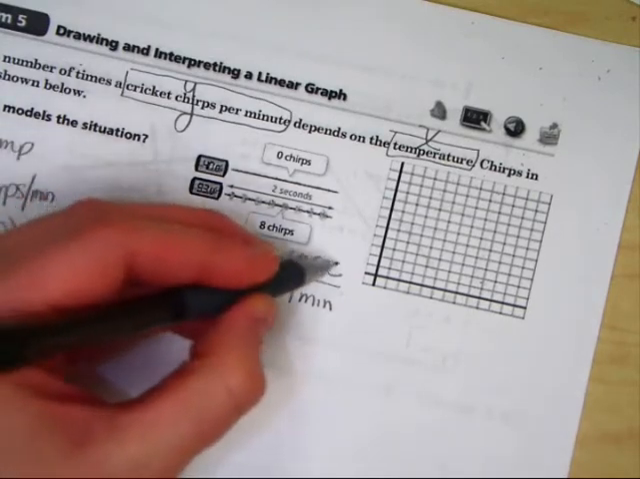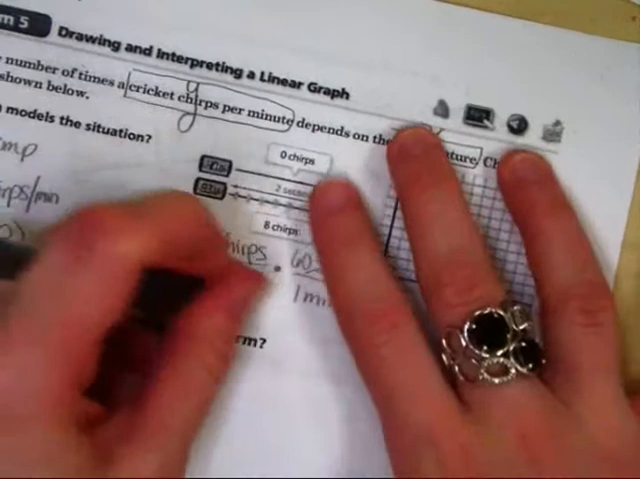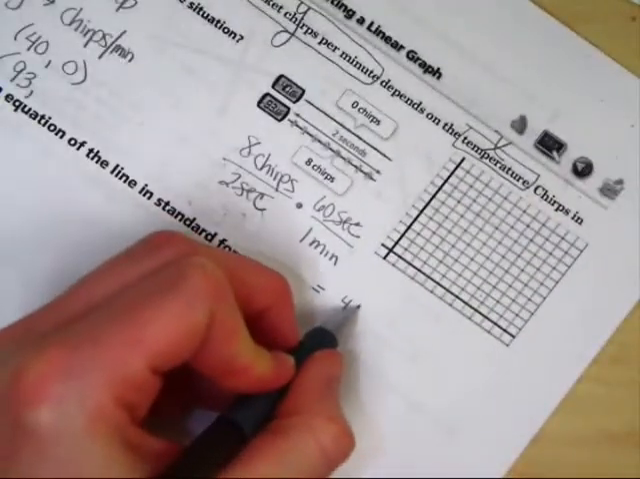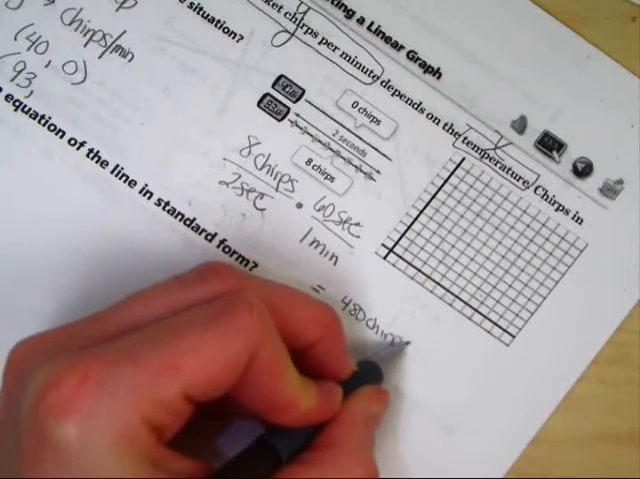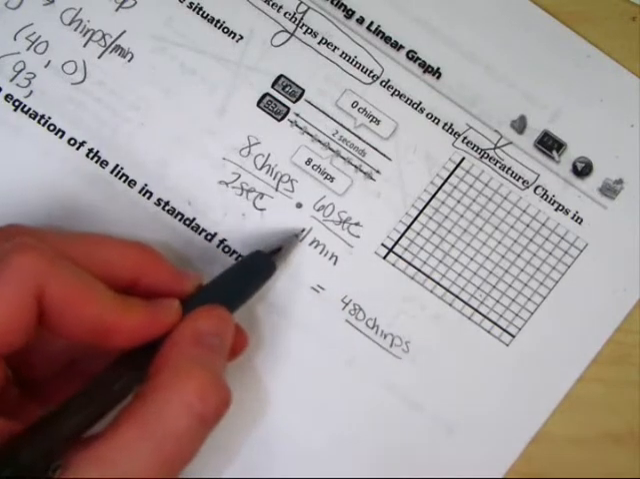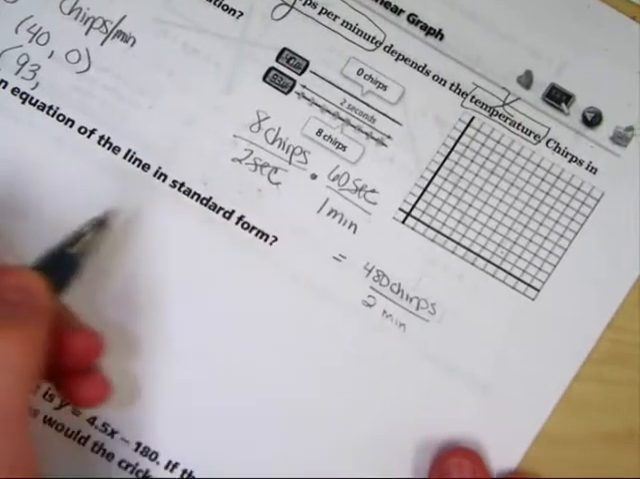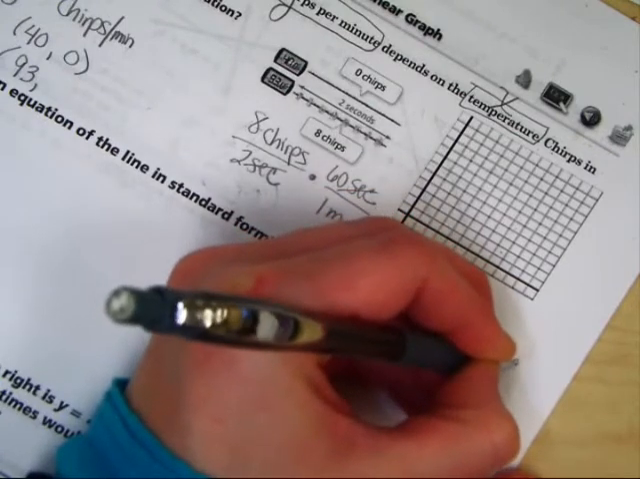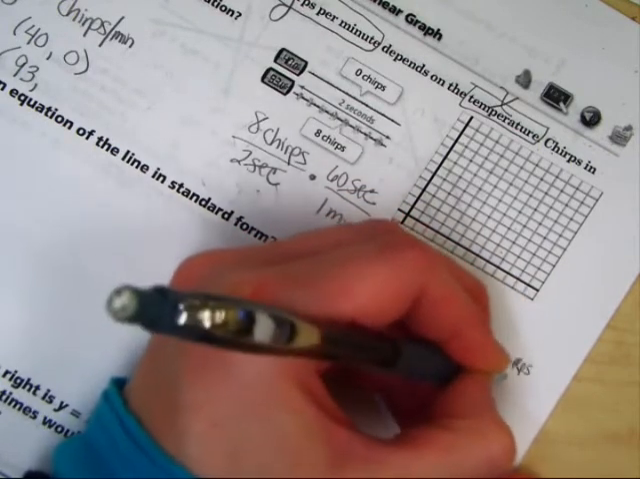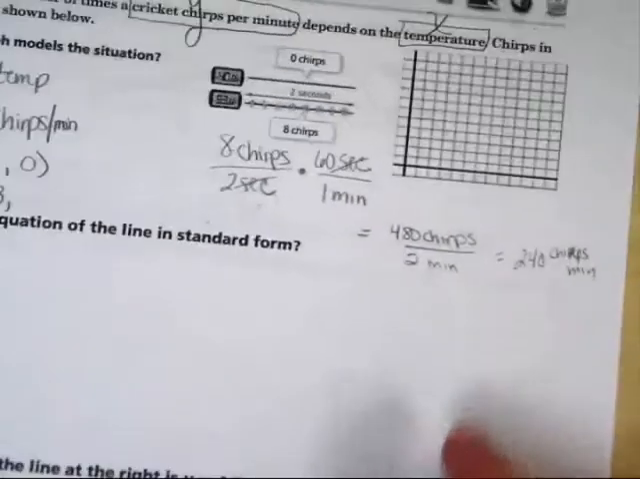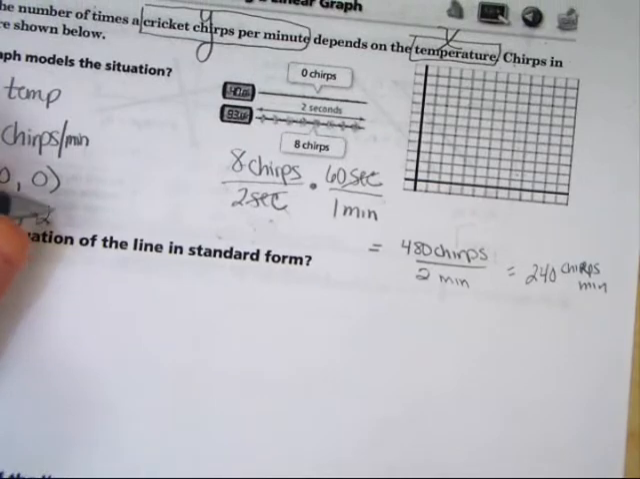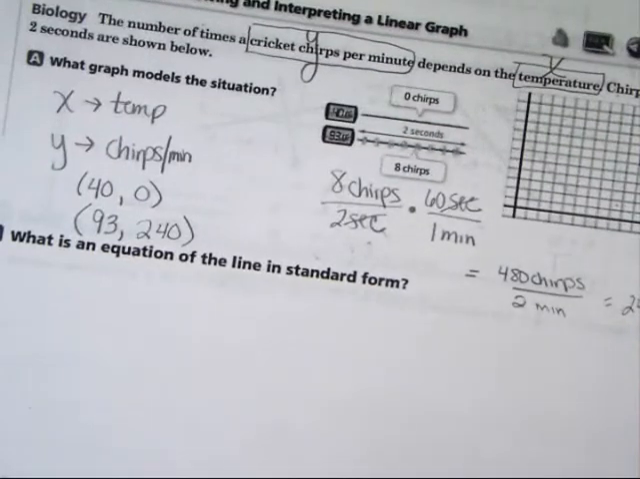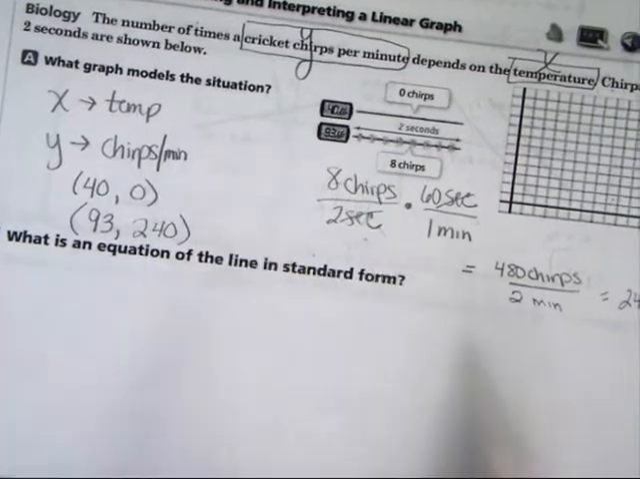and that would be, let's see how the seconds go away? I guess I can write it to the side, it might be easier for you to see. That would be 480 chirps in 2 times 1 is 2 minutes. Now we can reduce that, right? 480 divided by 2 is 240 chirps in a minute. Okay, so in a whole minute, when it's 93 degrees outside, there will be 240 chirps. Now that we have 2 points, we're going to be able to graph this and look at a graph of how the number of chirps increase as the temperature increases.